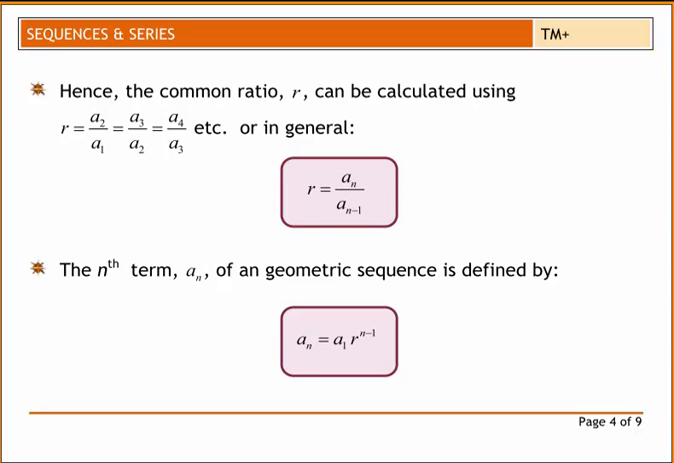So hence the common ratio r can be calculated using one term divided by the previous. To generalize that, we can write it as r equals a to the n divided by a to the n minus 1. Now the nth term, which is an, of a geometric sequence, is defined by, so here's our general term, our general formula, a subscript n equals a1 r to the n minus 1.